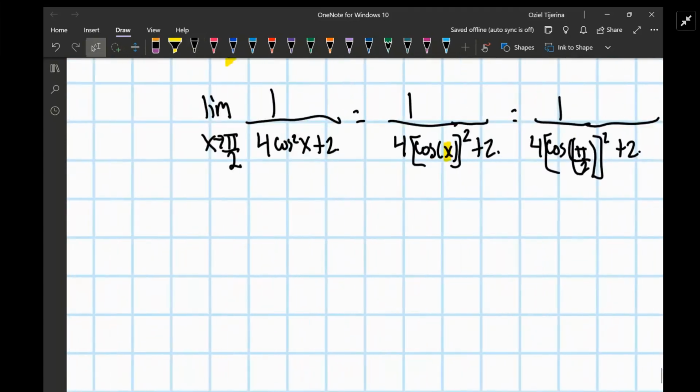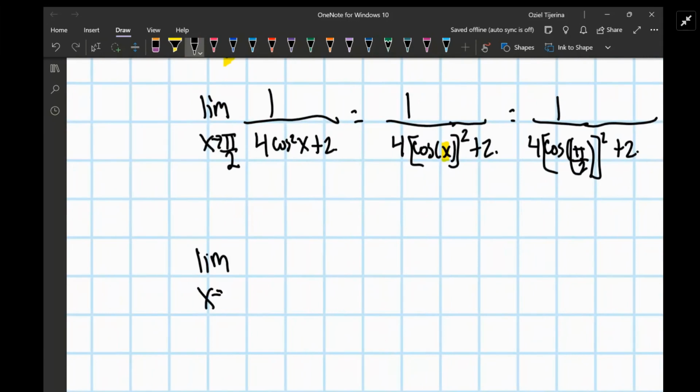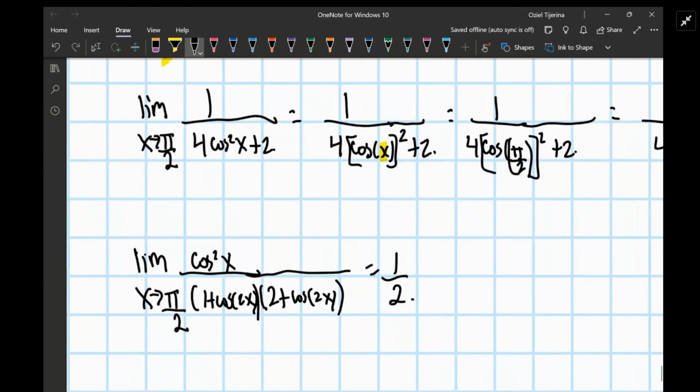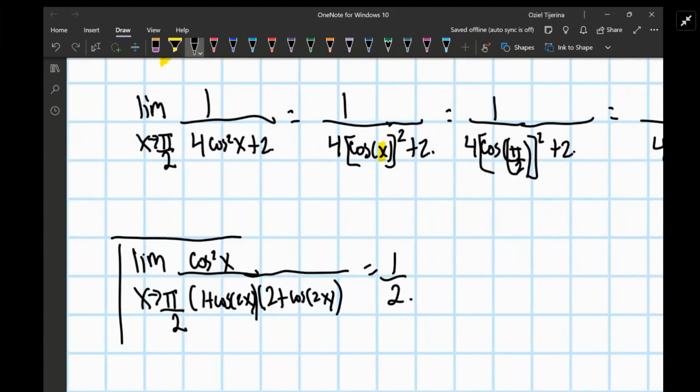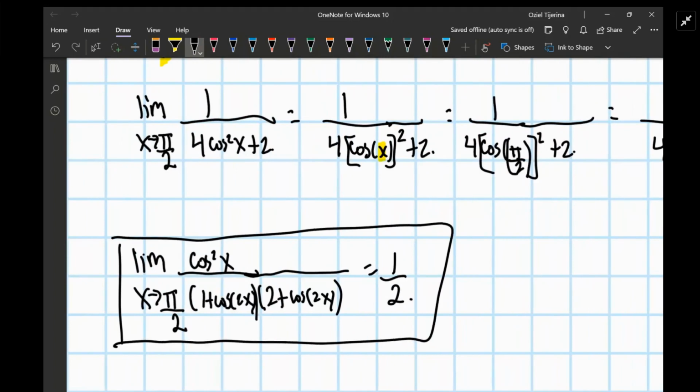So therefore, the limit as x approaches pi over 2 of cosine squared x over the quantity 1 plus cosine of 2x times 2 plus cosine of 2x is going to equal 1/2. Okay, so I really hope that does help. This was a lengthy one, so I apologize, but I hope that helped somewhat.